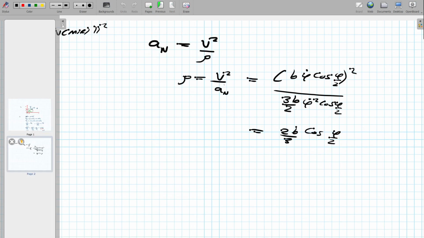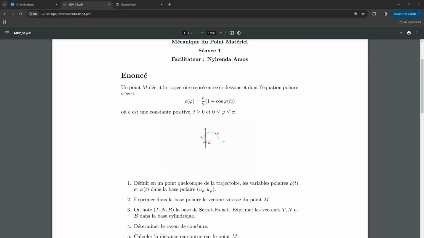That's why I've written everything the way it has been written. If you simplify, you will get 2b divided by 3 cosine phi divided by 2. So that is what you're going to get. Okay? Bien. Then the last part is saying find the radius of curvature.